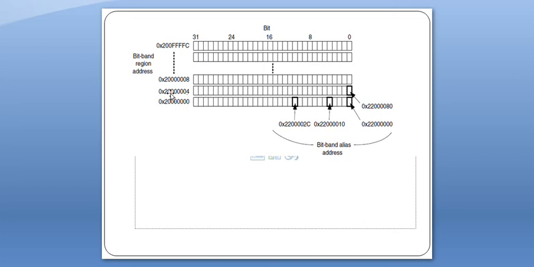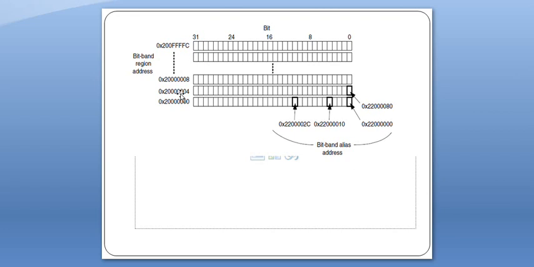So multiply the offset address with 32 decimal and add it with the bit number into 4, because we are looking for the bit also. This constructed effective address should be added with the base address of the bitband alias region. That is the formula which we need to look at.